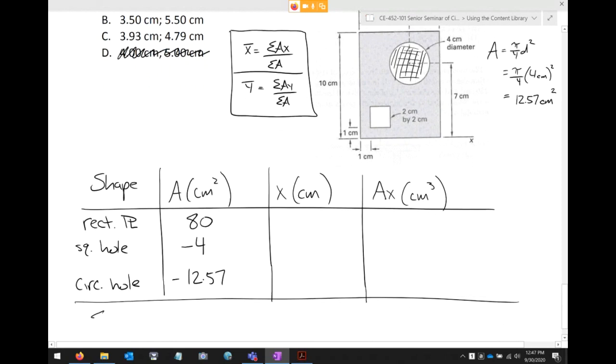So if I sum up the areas, that's going to be 80 minus 4 minus 12.57, so that's 63.43.